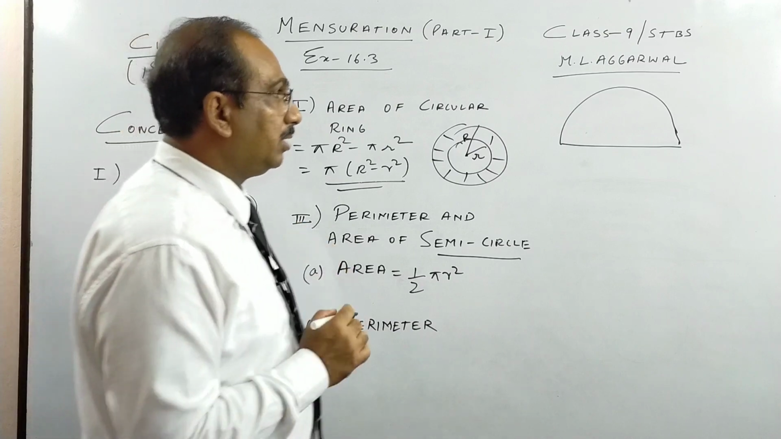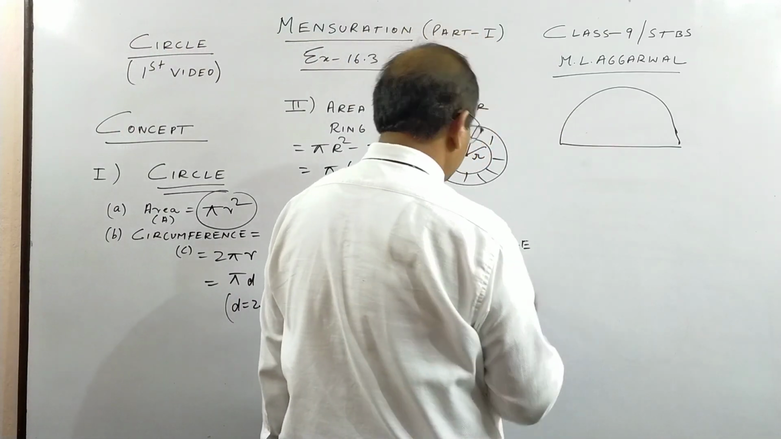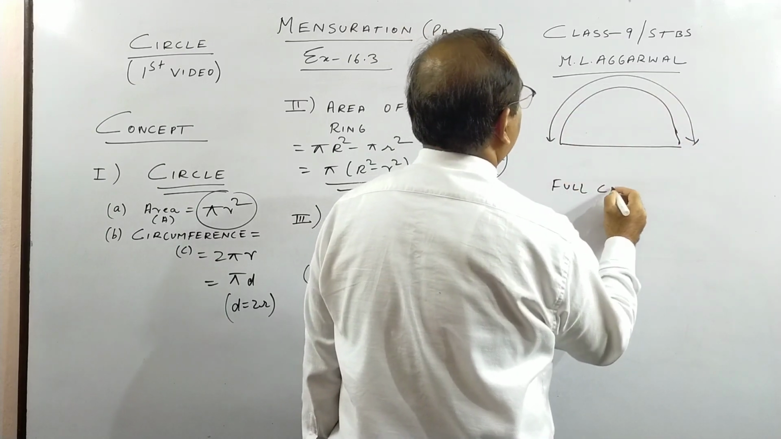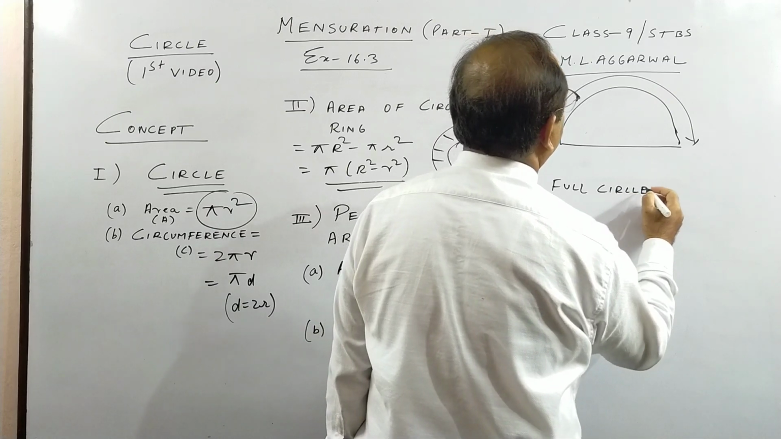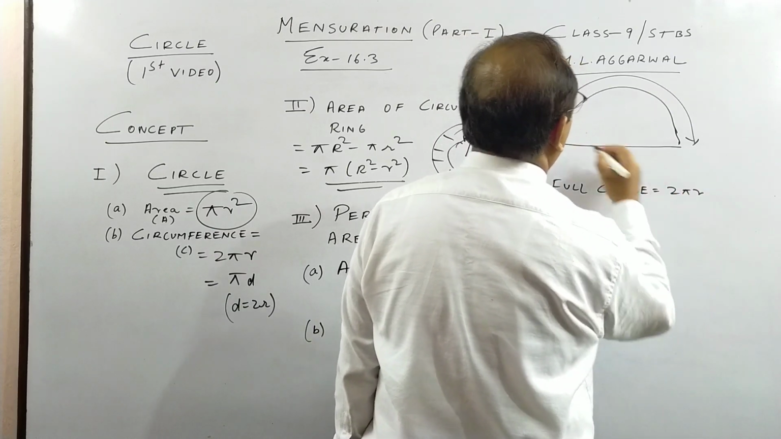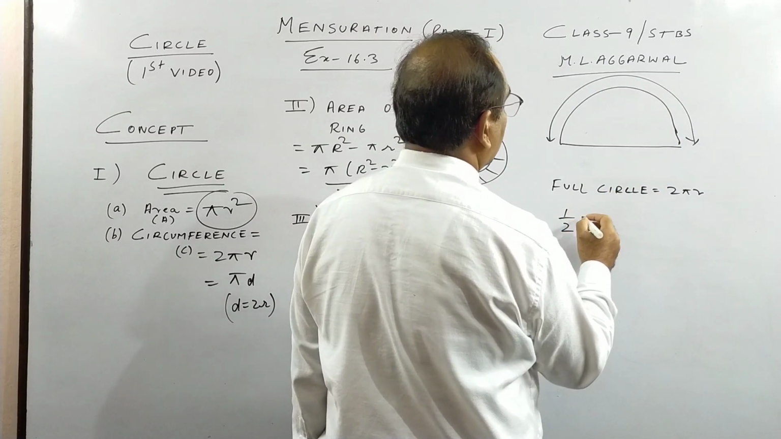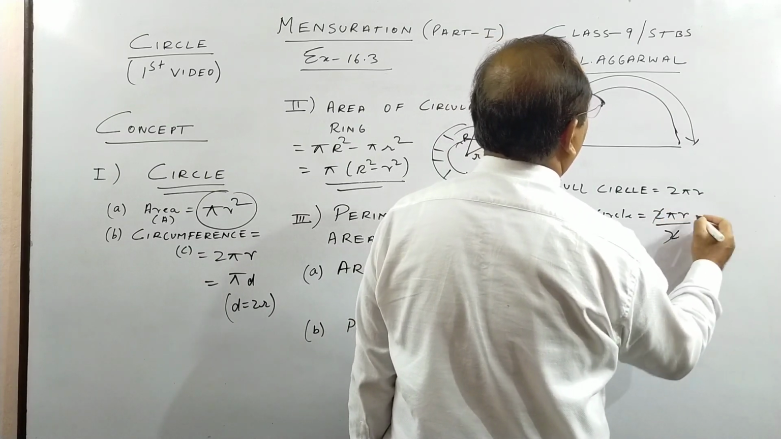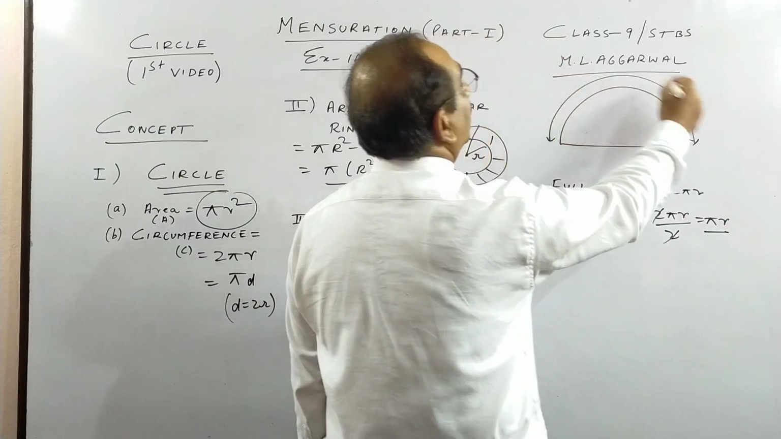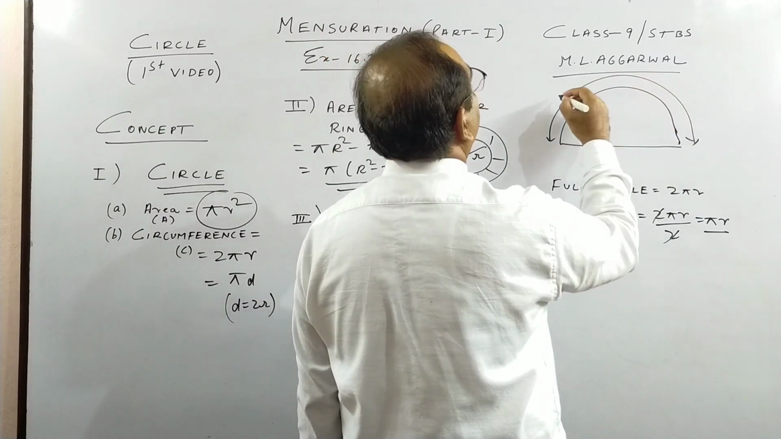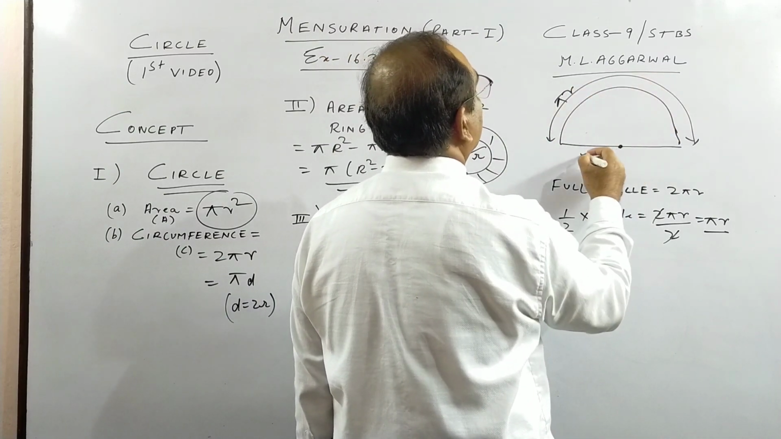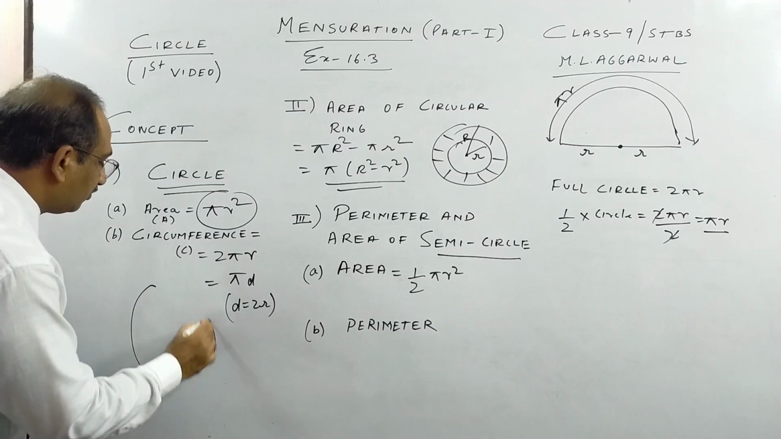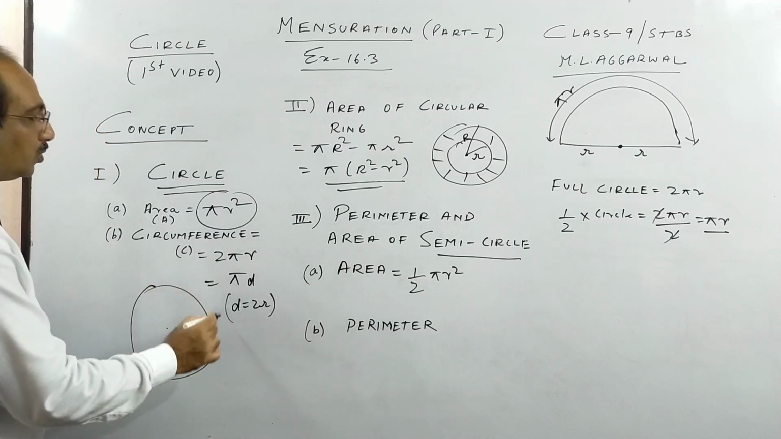But see the perimeter. If you see, children, for the full circle, this curved part was 2 pi r. So for the half circle, the curved part will be 2 pi r by 2, meaning this particular length, not area, this is the circumference, will be pi r. But here you see there is 1 r and 1 r, this is added.